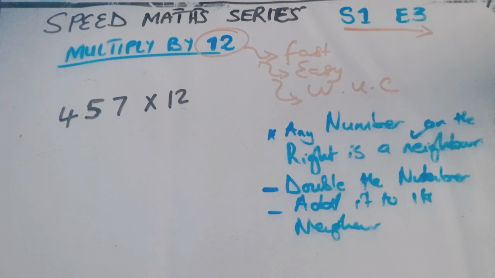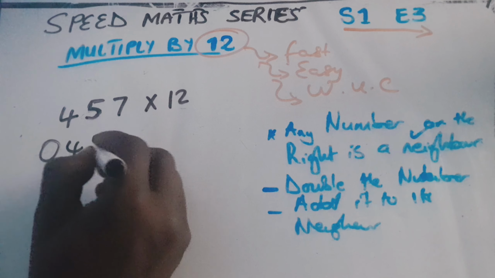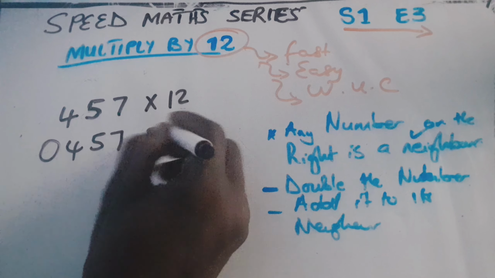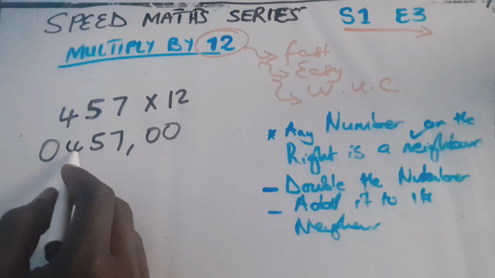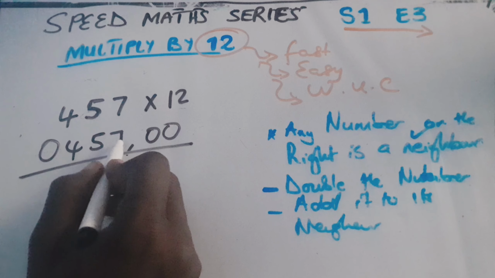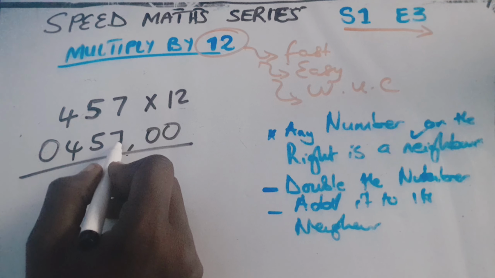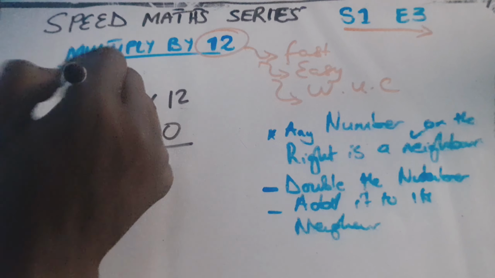So let's take a different number and also multiply by 12, right? We're still going to apply the same rules. So again, we place this in our notation. So 0 is the neighbor of 7, 7 is the neighbor of 5, 5 is the neighbor of 4, and 4 is the neighbor of 0, right? So we take this number and double it. It's going to give us 14, and add the neighbor. Still it's 14, so it's 4 carry 1.